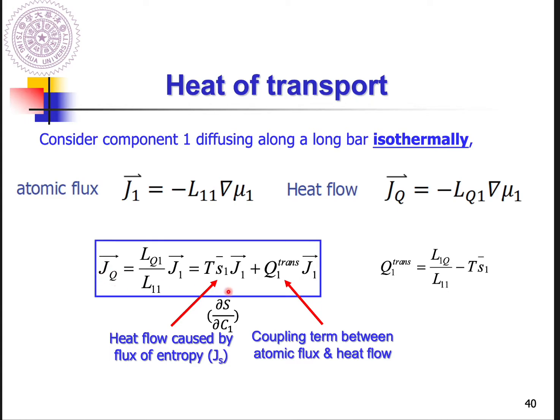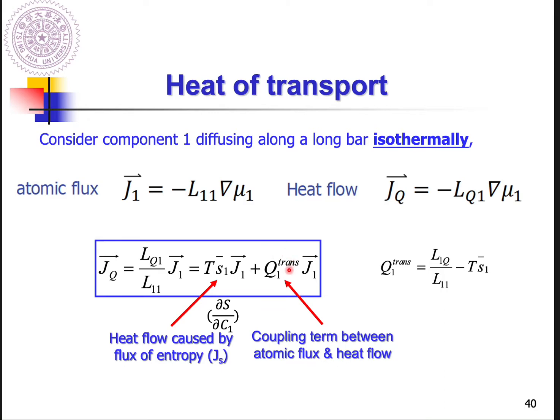And this heat flow is due to or accompanied by this diffusion atomic flux. So it's due to the flux of entropy. Let me tell you that the diffusion process is accompanied or associated with an increase of entropy. So some people call it a flux of entropy. And the other term is that the atomic flux also has a coupling coefficient with the heat flux, and this coupling term we call the heat of transport.